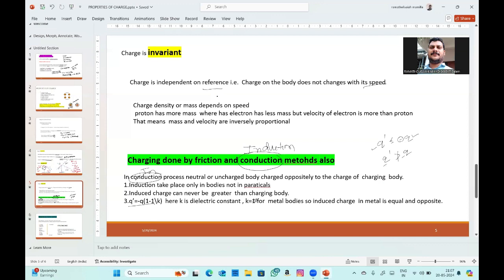In the induction process, there is no need of physical contact, and induction leads to attraction. Initially, the charging in the induction process happens by repelling the charges. That means if you are taking a positive charge here, and another uncharged body is there, the positives are repelled to this side and the negatives will come to this side. So it becomes a negative charge. By repelling the charge, the opposite charge is induced on the uncharged body.